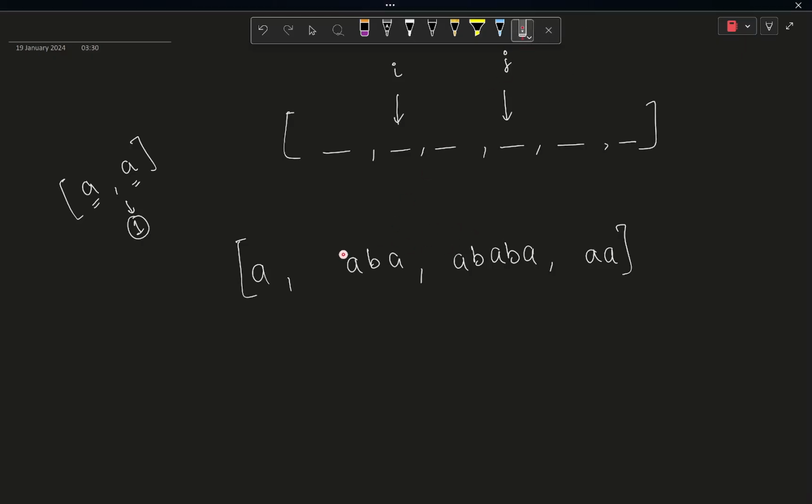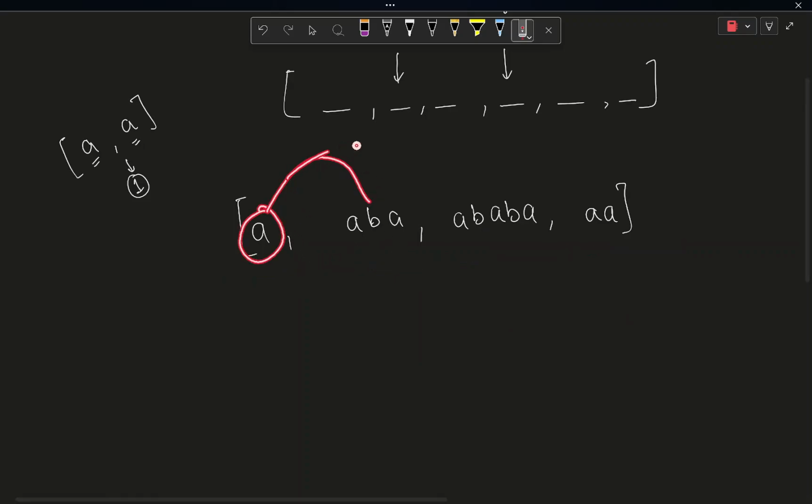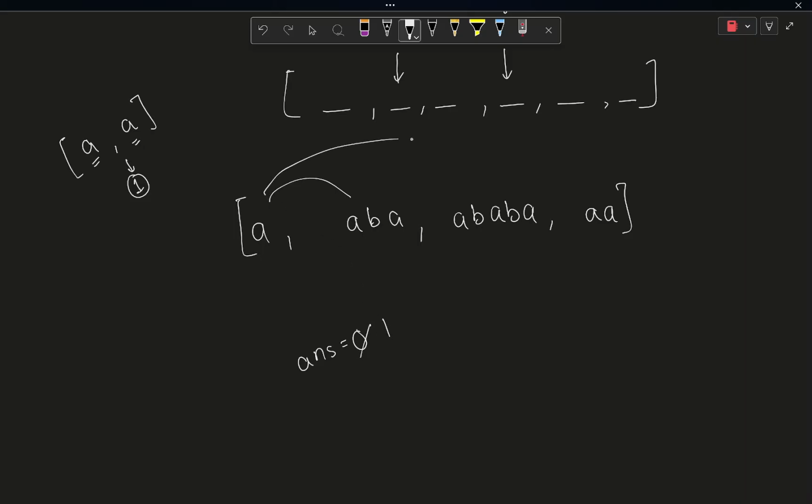Now for the current example, the first string is having a pair with all of these strings. The answer was initially 0. You saw that these two are forming a pair, the answer became 1. You saw these two are also forming a pair, so the answer is 2 now. These two are also forming a pair, so the answer becomes 3.